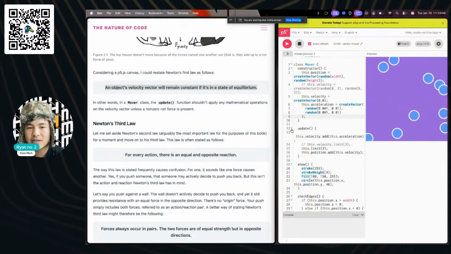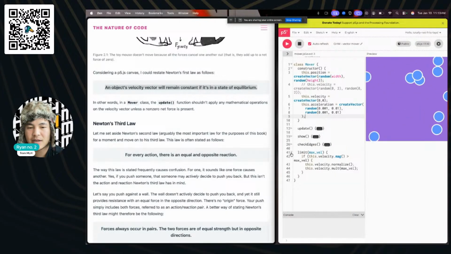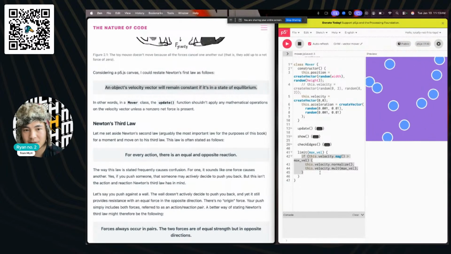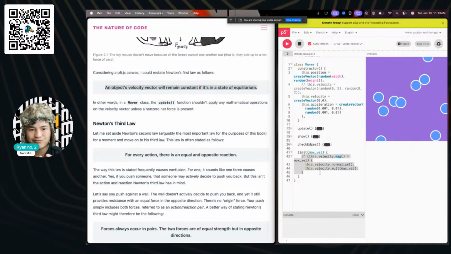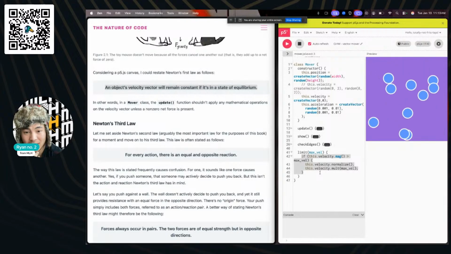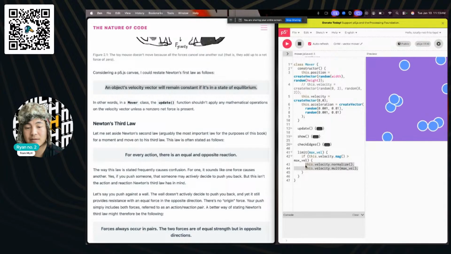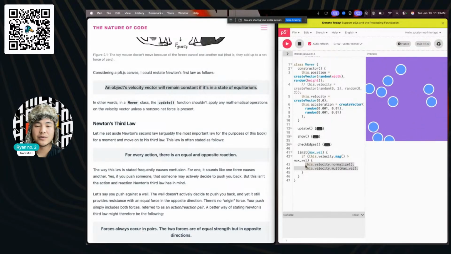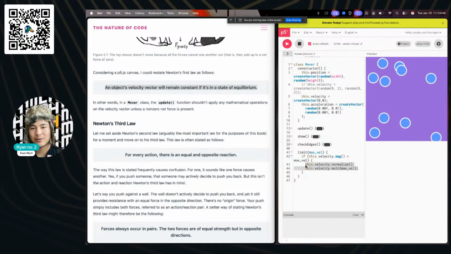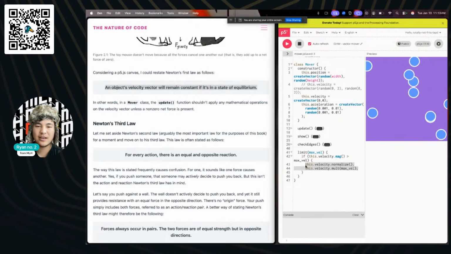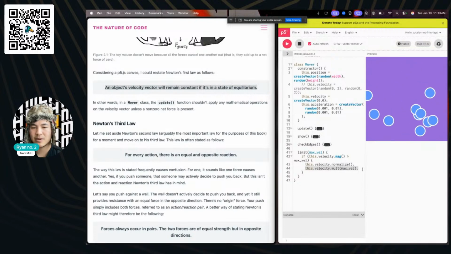Let me see if I can actually just hide all of these things. Yes, here we go. Here's the limit function. Basically, if the velocity's magnitude, the magnitude being just the raw power that something is moving in, exceeds the max, then we would normalize it. Normalizing basically just removes all of the power that something is moving in and keeps just the direction, and then we multiply it again by the actual max velocity.